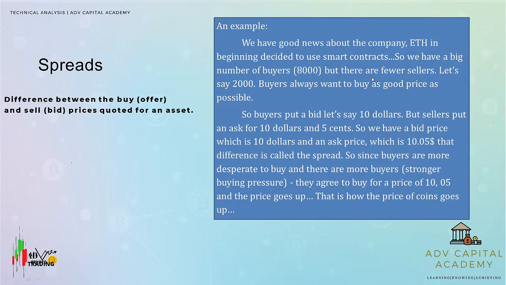Buyers always want to buy at as good a price as possible. So buyers put on a bid price of $10, and sellers put on an ask price of $10.05. So we have a bid price which is $10 and an ask price which is $10.05. That difference is called the spread. Since buyers are more desperate to buy and there is strong buying pressure, they agree to buy for a price of $10.05 and the price goes up. That is actually how and why the price of coins goes up.